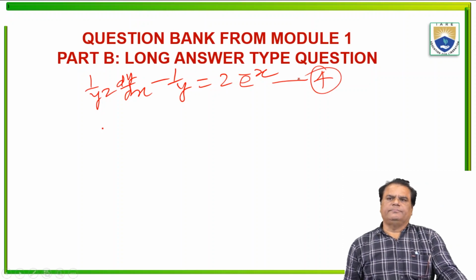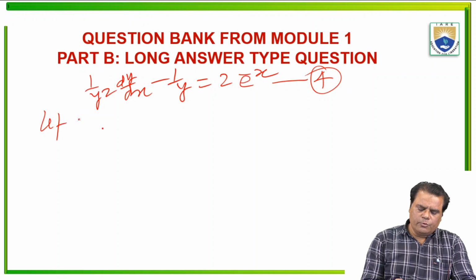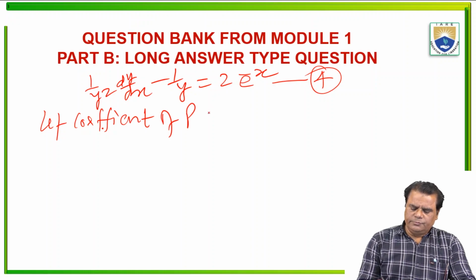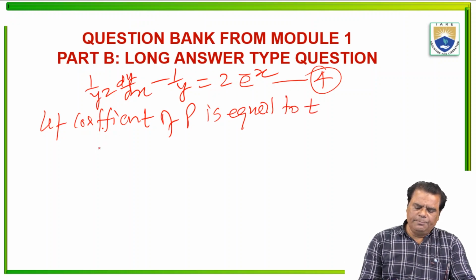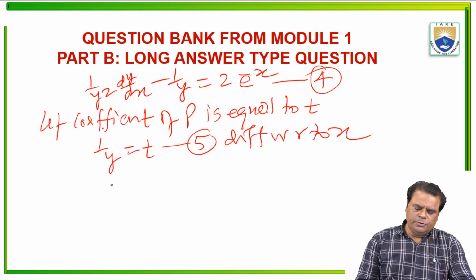This is equation 4. Now here let the coefficient of P be equal to t. The coefficient of P is 1/y. This is equation 5. Differentiating with respect to x, so here minus 1/y², the differential of y.